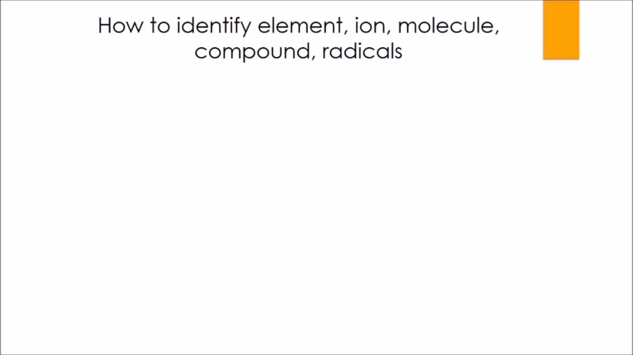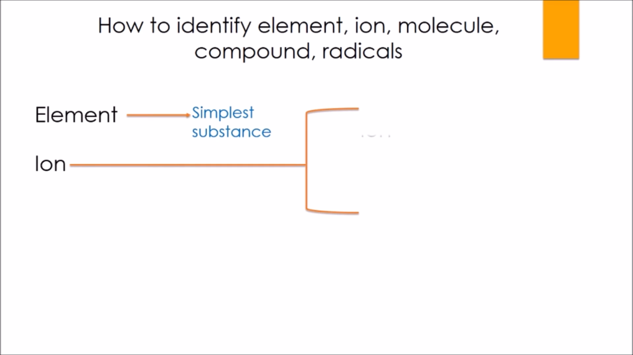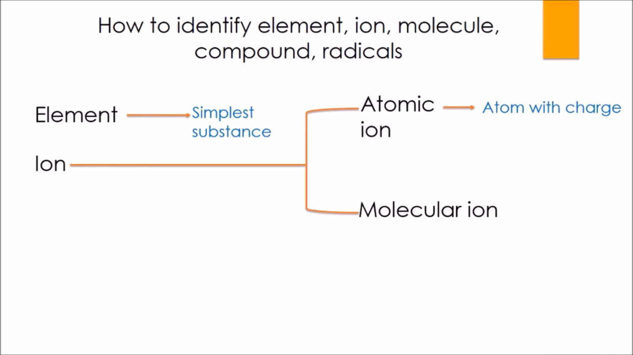So we have some identification markers for these substances. For example, an element is the simplest substance. So whenever you see a symbol of an element, that is an element. We have ions, and how many types of ions do we have? We have 2 types of ions, atomic ion and molecular ion. Atomic ion can be identified by an atom with a charge. कोई भी atom है उसके ऊपर charge है, that is atomic ion. Molecular ion can be identified by different atoms. कुछ different atoms आपस में bonded हैं, उनके ऊपर charge है, that is molecular ion.